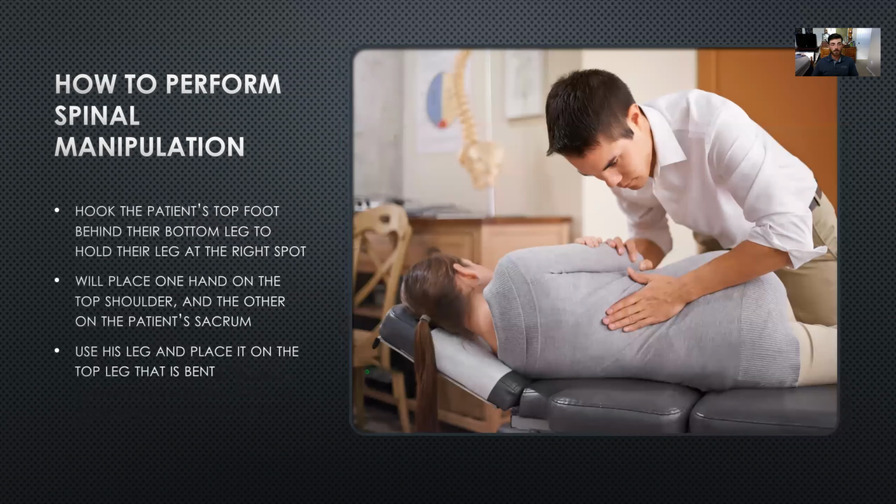Once you feel that, then you're going to hook the patient's foot behind their bottom leg, basically to keep it from sliding down or moving at all. And then the clinician will place one hand on the top shoulder, which will be off the table, and then their leg on top of the patient's bent leg, and then their other hand will be placed on the patient's sacrum.